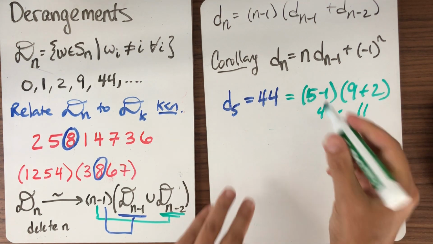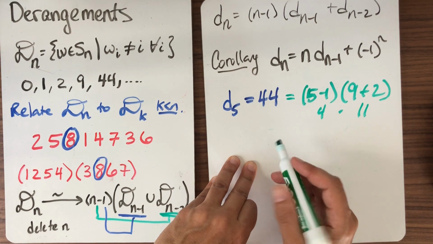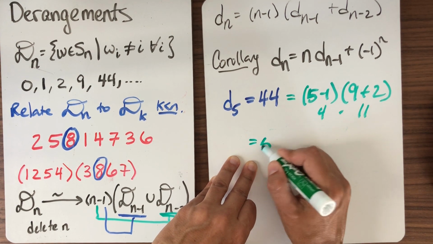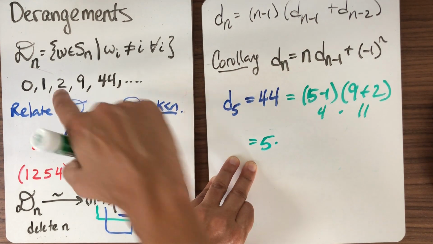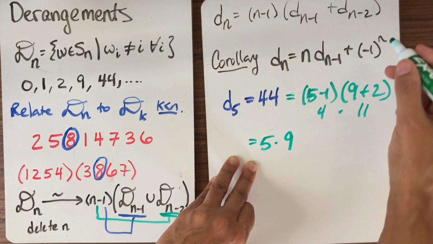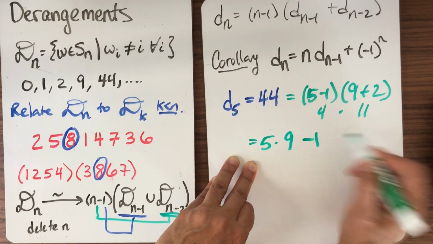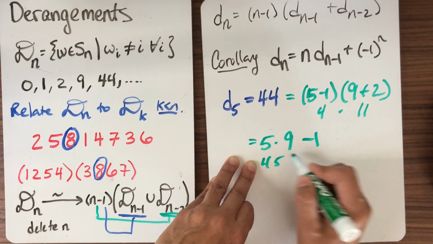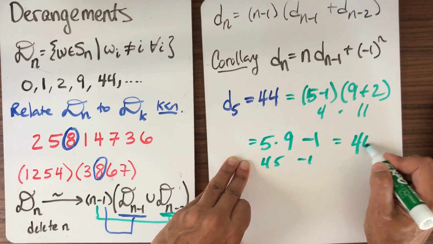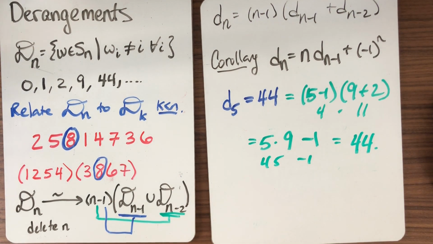And now this next one tells us that what we get is we take n, which is 5, and we multiply by the previous number, which is 9, and then 5 is odd, so we subtract 1, which is 45 minus 1, which is also 44. So that's kind of fascinating.